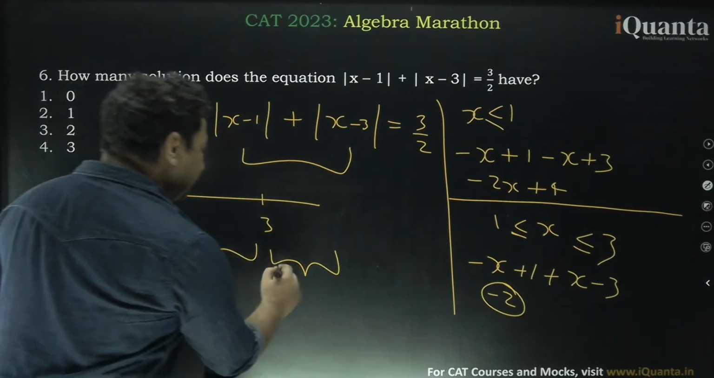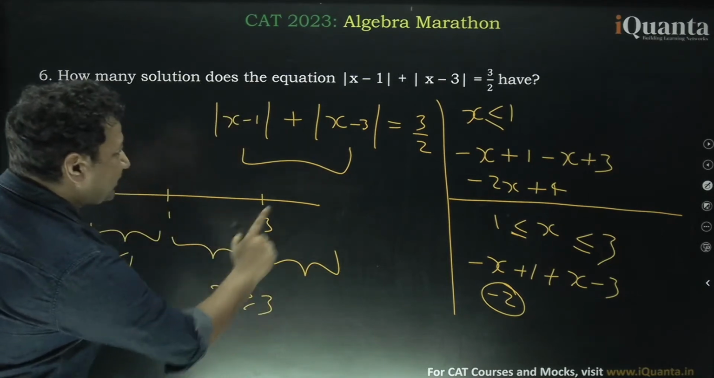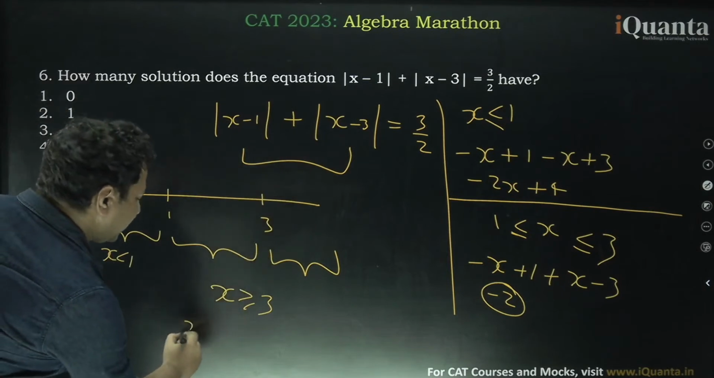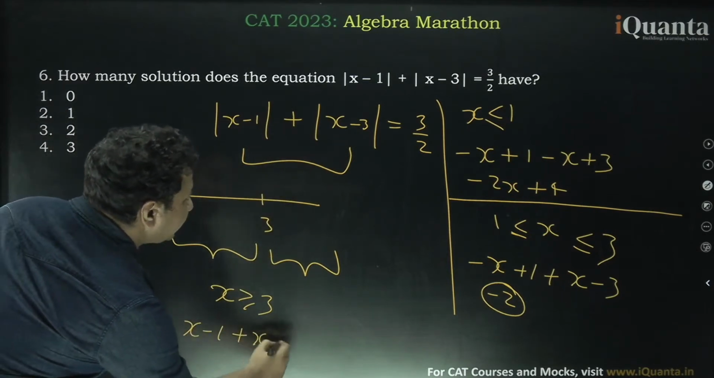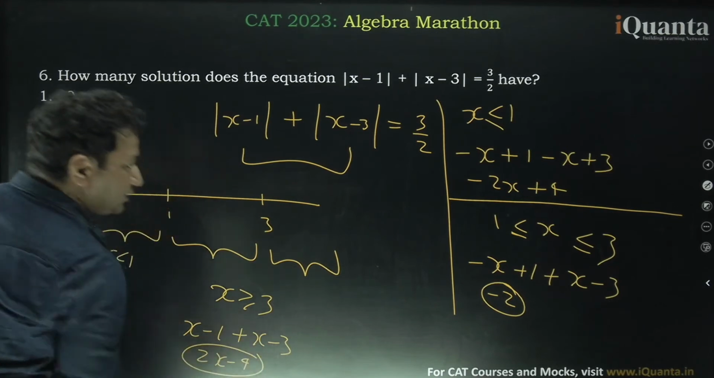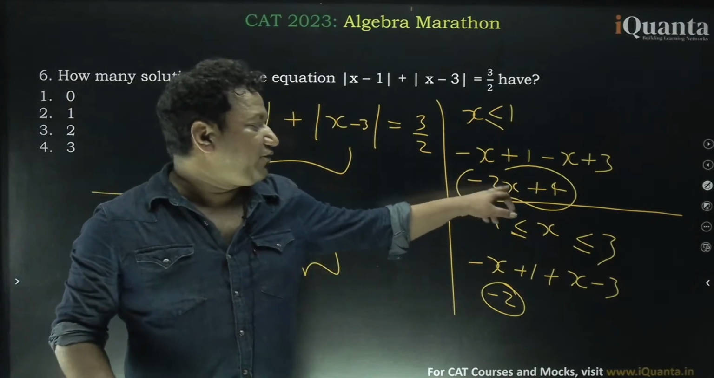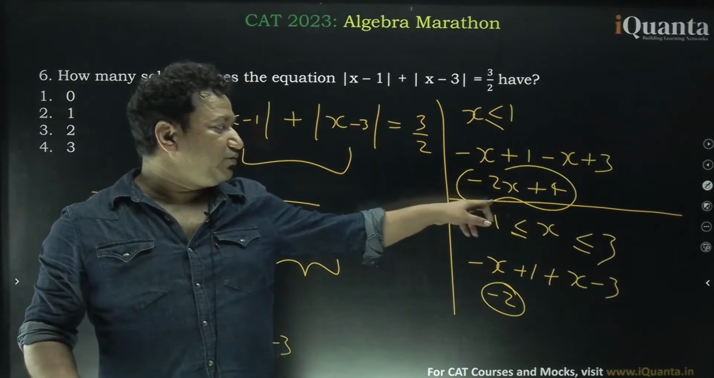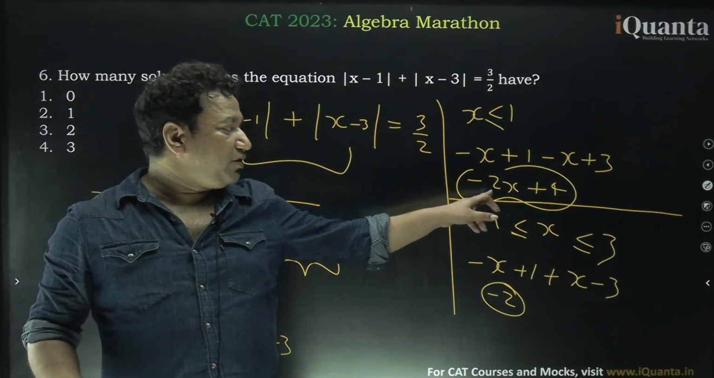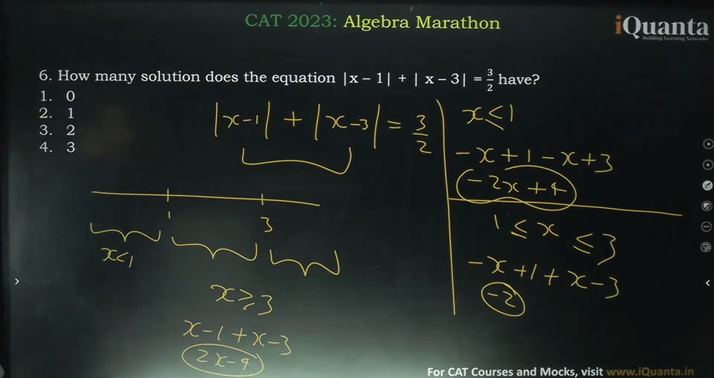Similarly, for the third, when x is greater than or equal to 3, in this case what will happen? Both will be positive. So we will be having x minus 1 plus x minus 3. This becomes 2x minus 4. So here, if you want to get the minimum value, what will it be? What will be the minimum value?